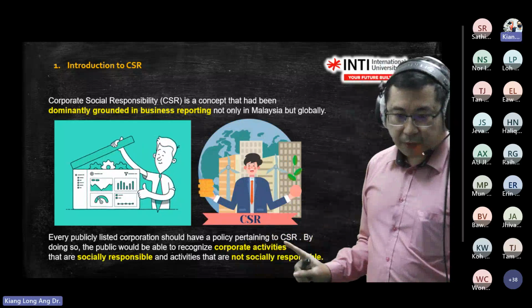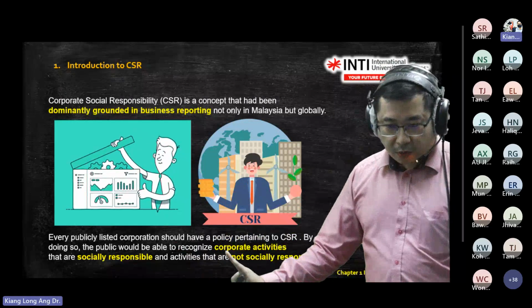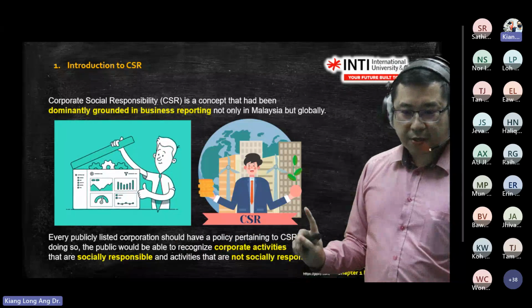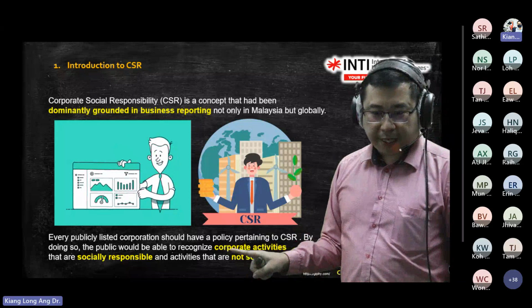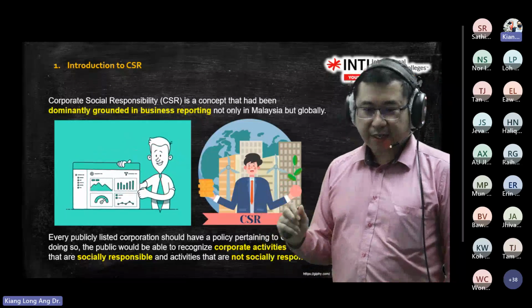So these are the keywords. So what is inside this CSR? One, you need to report what the corporate activities are. So focusing, the subject here is corporate. So what is the corporate or company doing?